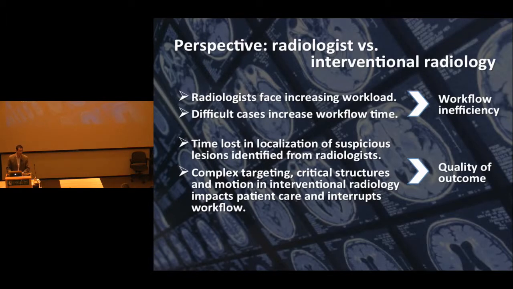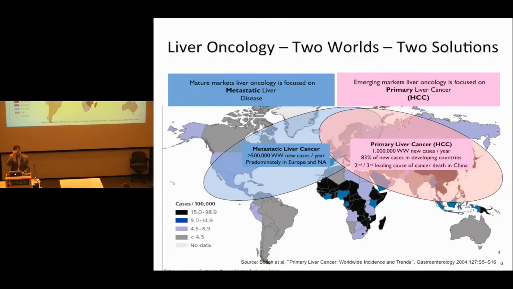So the first clinical application I'd like to talk about is liver oncology. In liver oncology, we could potentially divide that into two different worlds with two different solutions. In the Western Hemisphere, in North America and in Europe, we're talking mostly about metastatic liver cancer, where the primary cancer is colorectal or pancreatic cancer. You will see metastases appear in the liver. So it could be one to multiple metastases of different sizes.